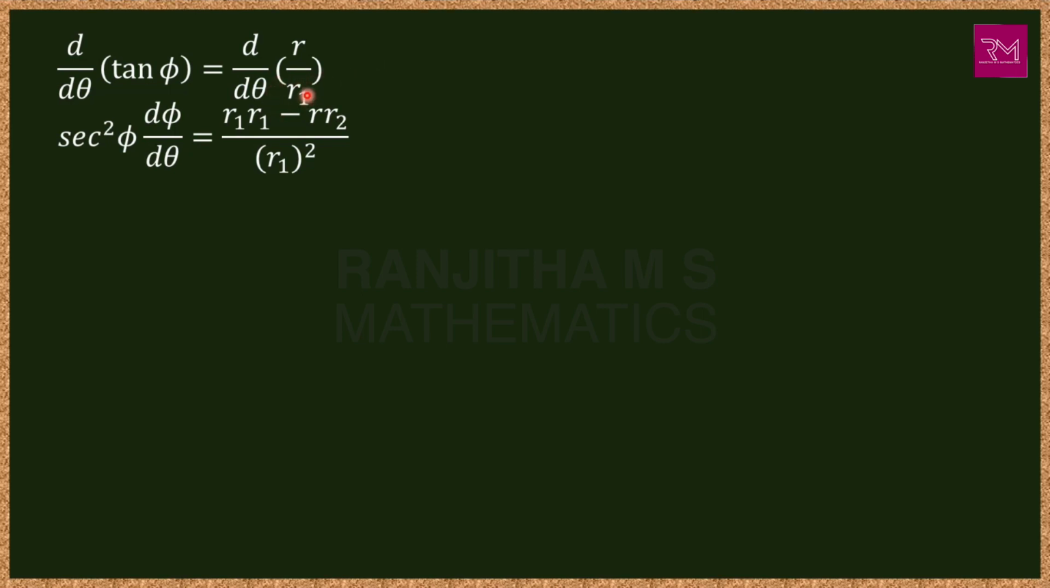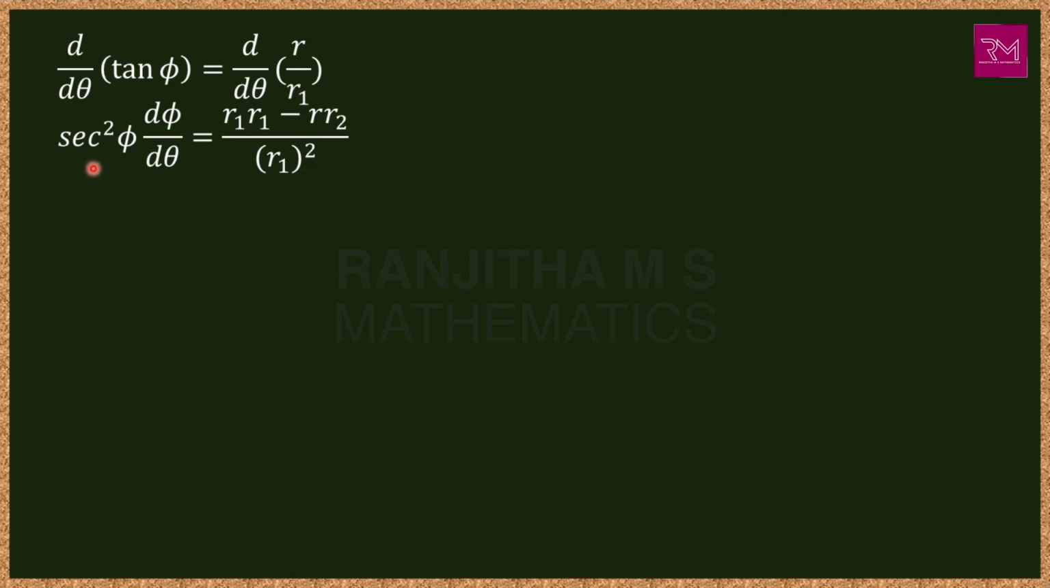We get denominator into derivative of r with respect to theta, which is dr by d theta, simply we can write it as r1, minus numerator into derivative of r1 with respect to theta, which is the double differentiation of r. Hence we get r2, where r2 is nothing but d square r by d theta square, divided by denominator whole square, that is r1 square.